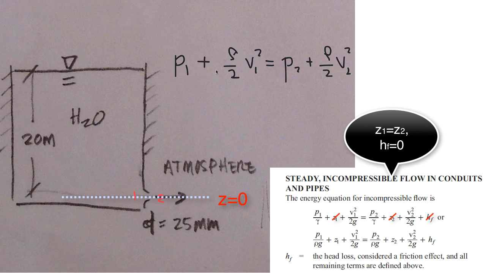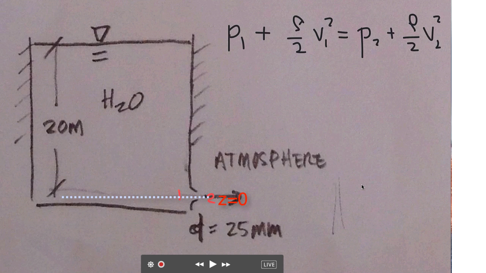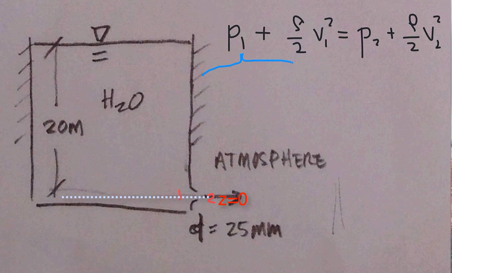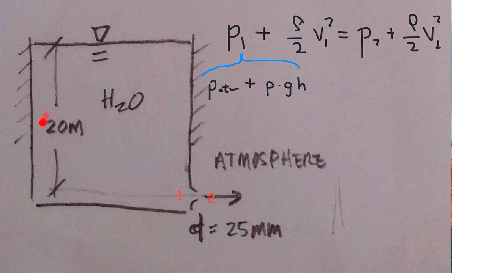Okay, so let's rewrite some of this. We know that P1 can be rewritten as the atmospheric pressure plus the pressure that you experience as you drop down into this water so that you get down to point 1. And so that would be equal to rho times g times h, which we know in this case is 20 meters.